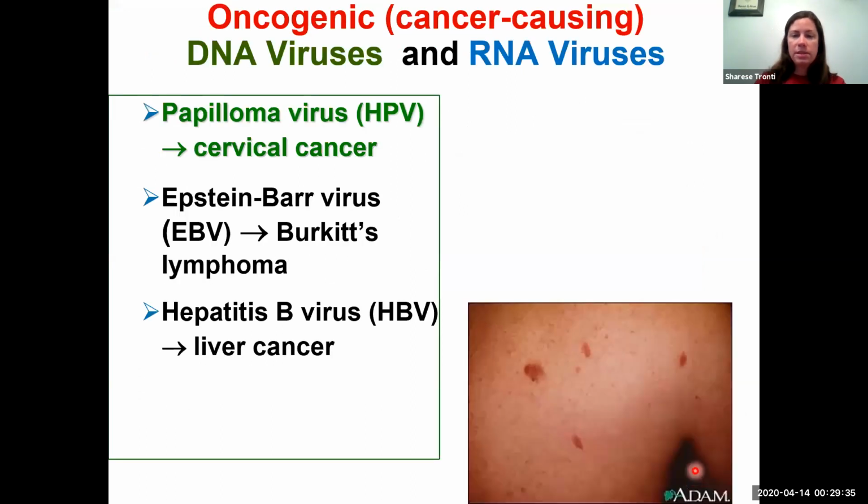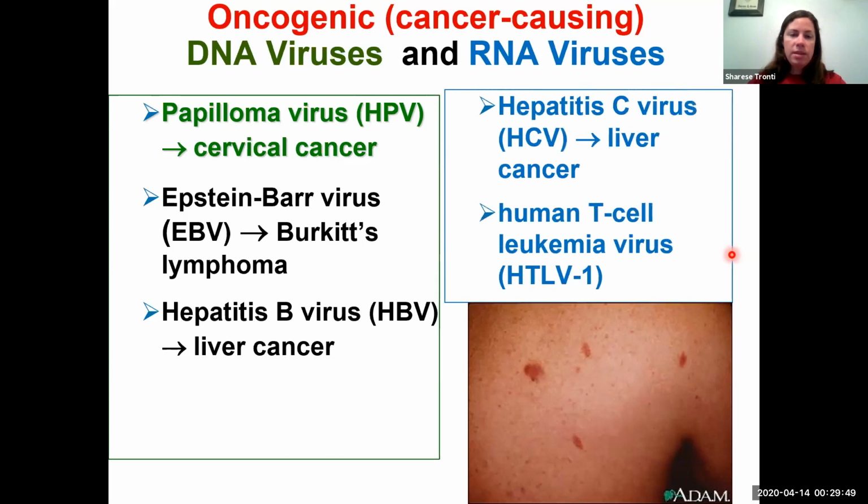So here are some examples of oncogenic viruses. Papilloma virus causes cervical cancer. Epstein-Barr virus causes Burkitt's lymphoma. Hepatitis B and C cause liver cancer. And human T-cell leukemia virus is also an oncogenic virus.